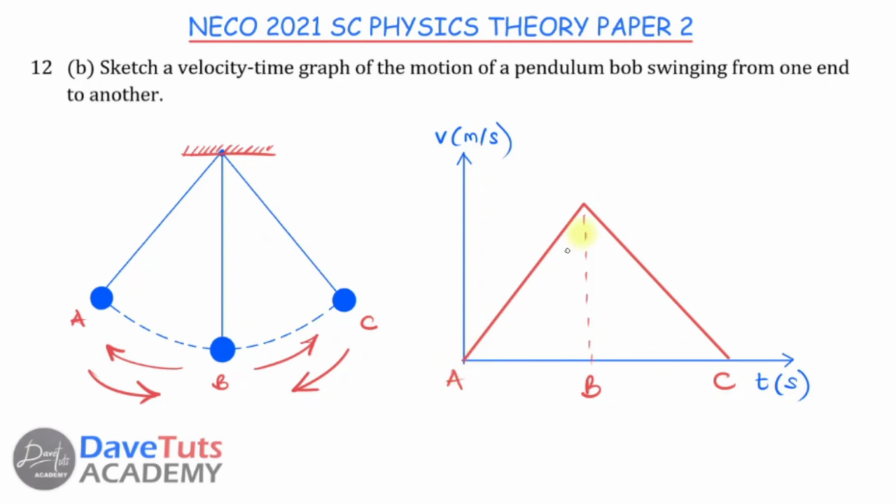The velocity will increase anytime it's pointed towards the center, towards B, okay? And once it's going away from B, the velocity will decrease. So this is actually how the velocity time graph will look like. And once you're able to sketch this, you'll go with the question.